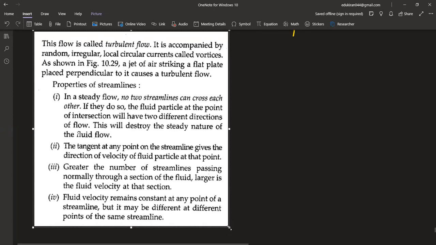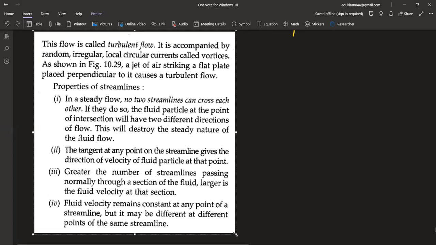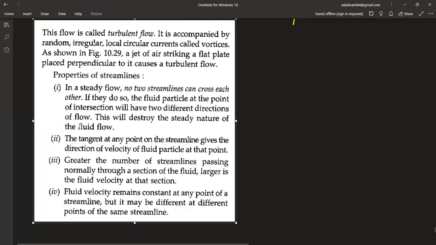These are the properties that are mentioned. So the flow is called turbulent flow. This is the definition of turbulent flow. It is accompanied by random, irregular local currents called vortices. This is about the turbulent flow.